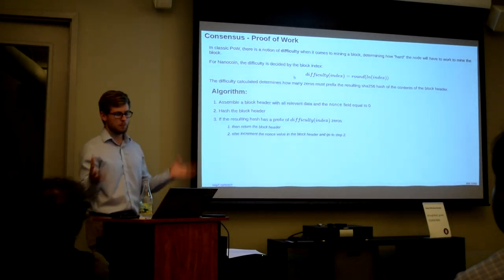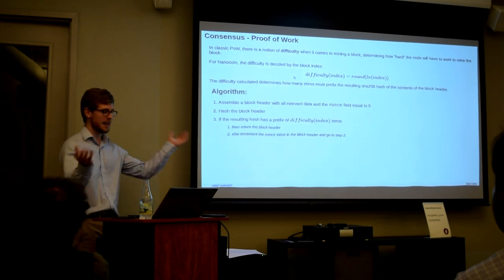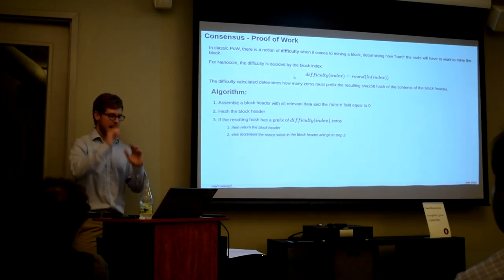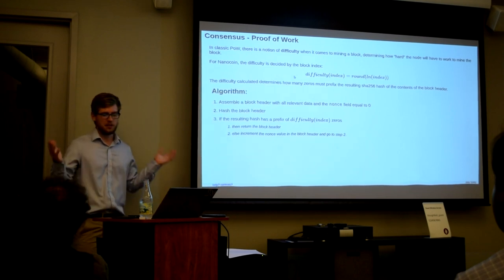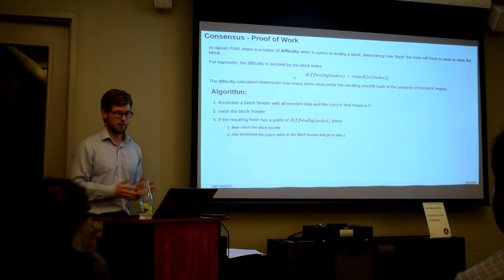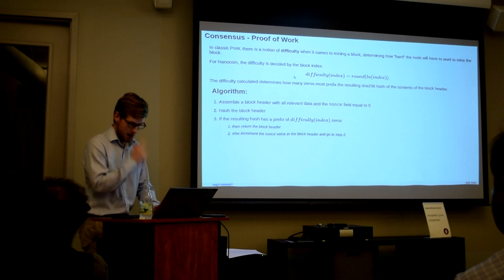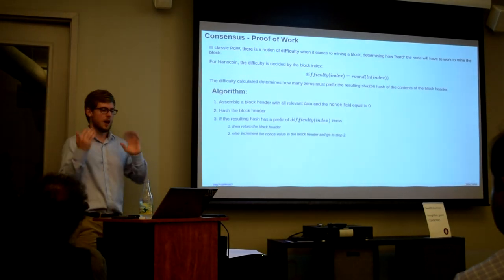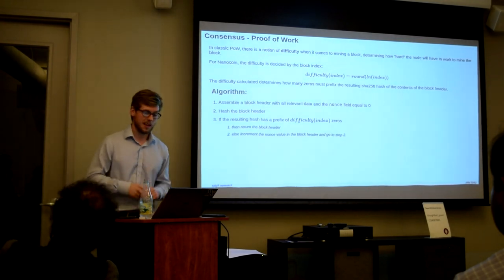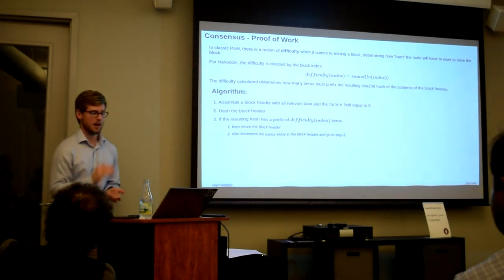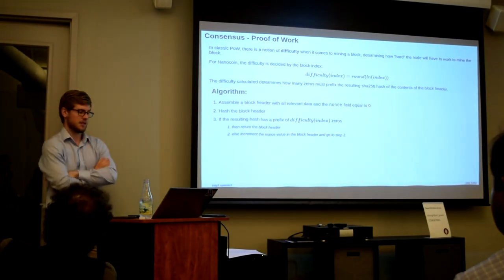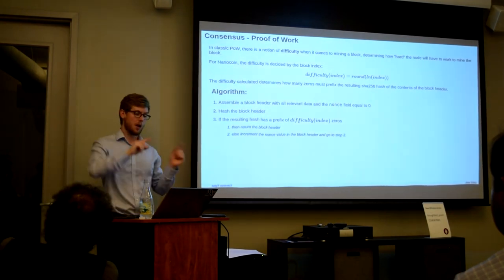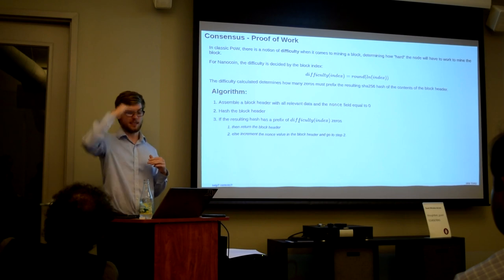Just to make this concrete, the algorithm is basically: I create a block header, and the nonce field is equal to zero. I hash that block header, and there's going to be some random output based on the hashing algorithm. If the resulting hash has a prefix of however many zeros are decided by the difficulty, then I've succeeded, and I mine a block, and I send the block to the network. Otherwise, I increase the nonce value by one and go back to step two.